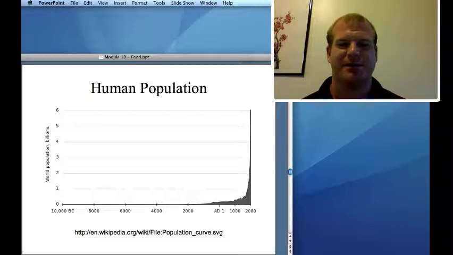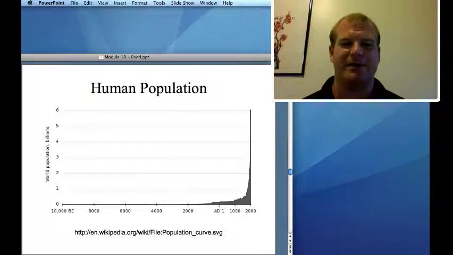So this here shows human population. You can see that it was flat for a long time, and then it still was flat, and then around here something recently caused a huge spike in the population. And there are 2 things that are responsible for that huge spike in the population.